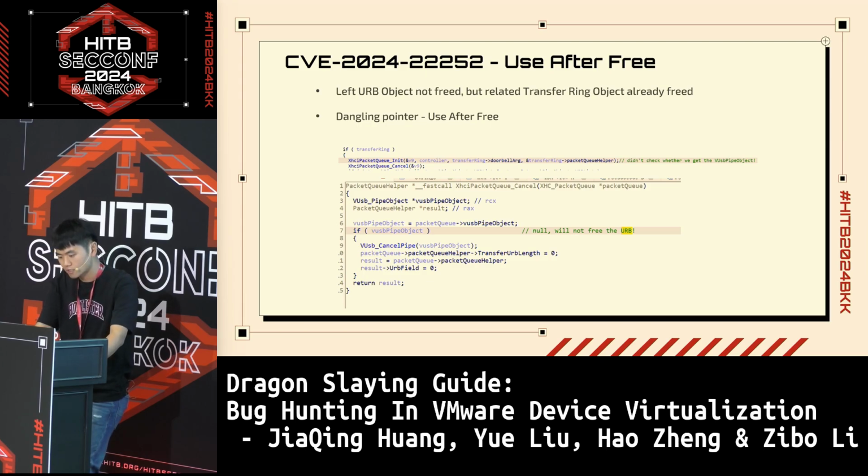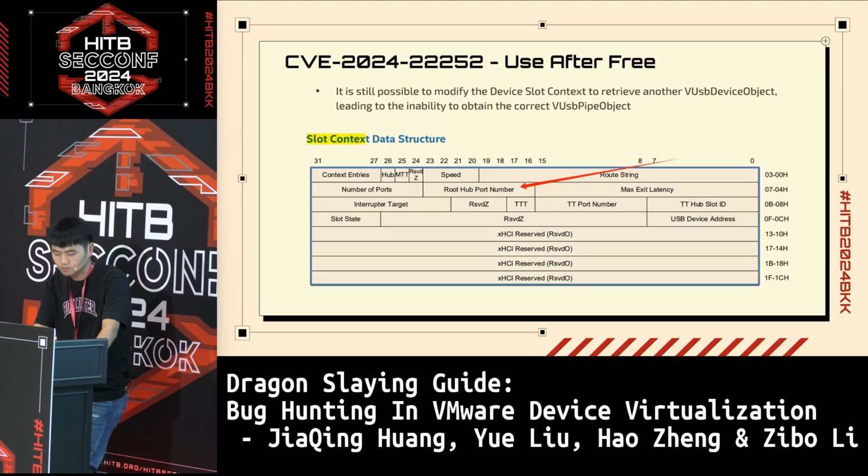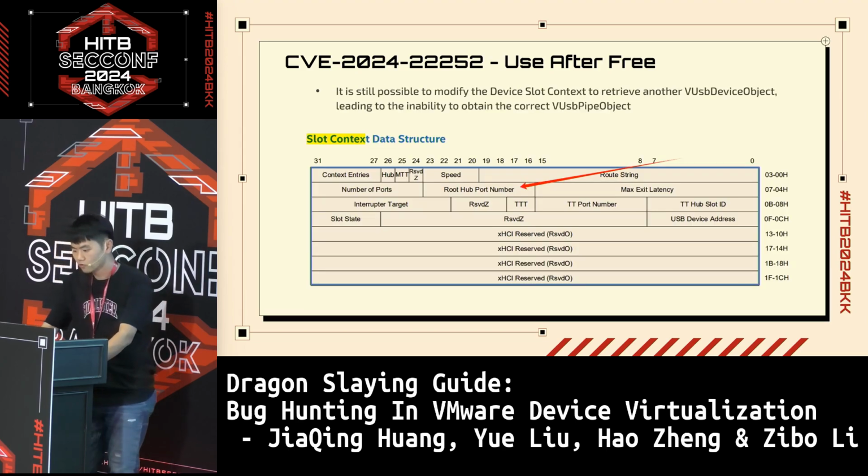Our question is: after the patch, is it possible to make the VUSB pipe object mismatch again? We know VMX needs to check the port number stored in the slot context to find the VUSB device object. If we can modify the port number, it may cause VMX to find a wrong VUSB device object. In that case, it will also find a wrong VUSB pipe object.